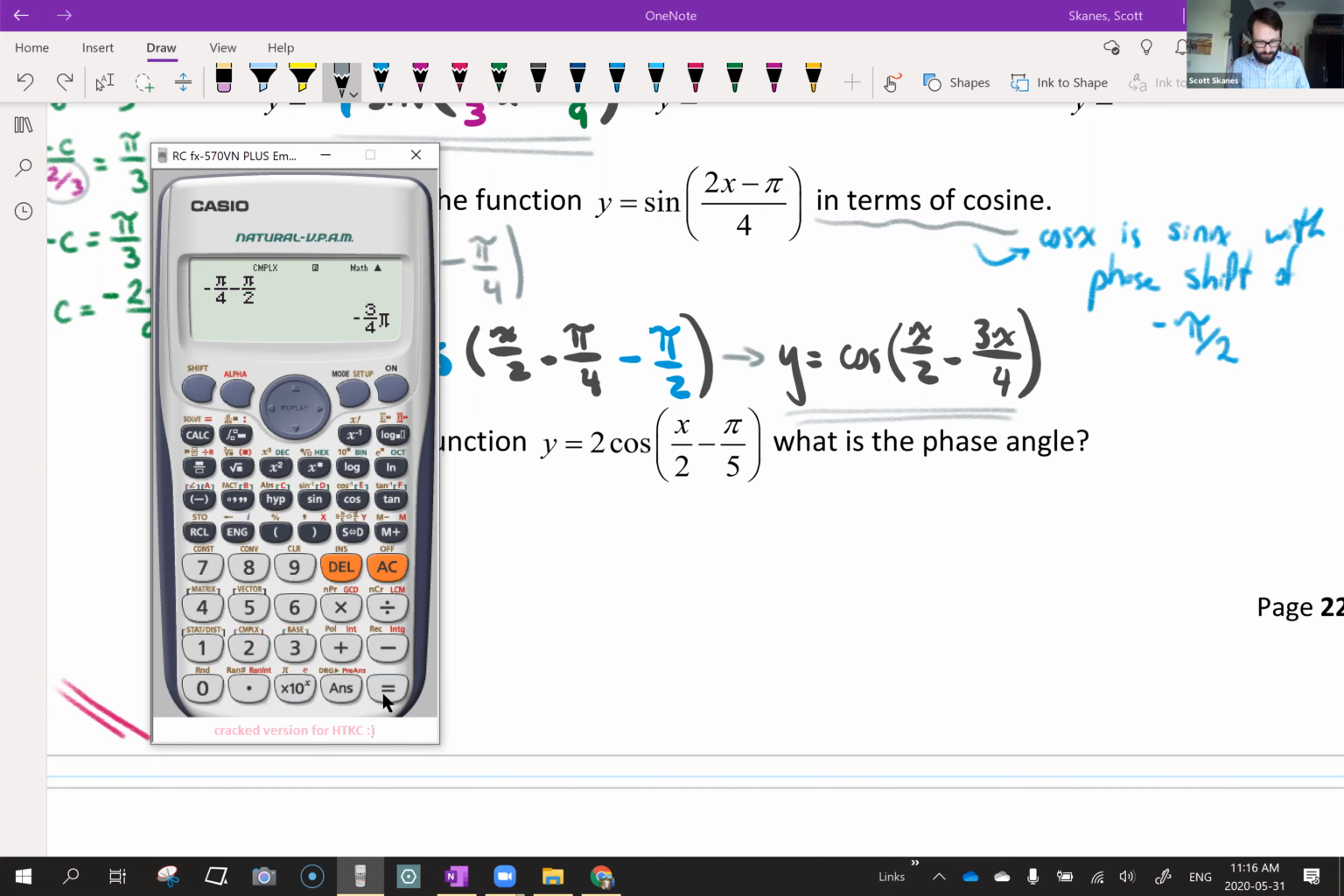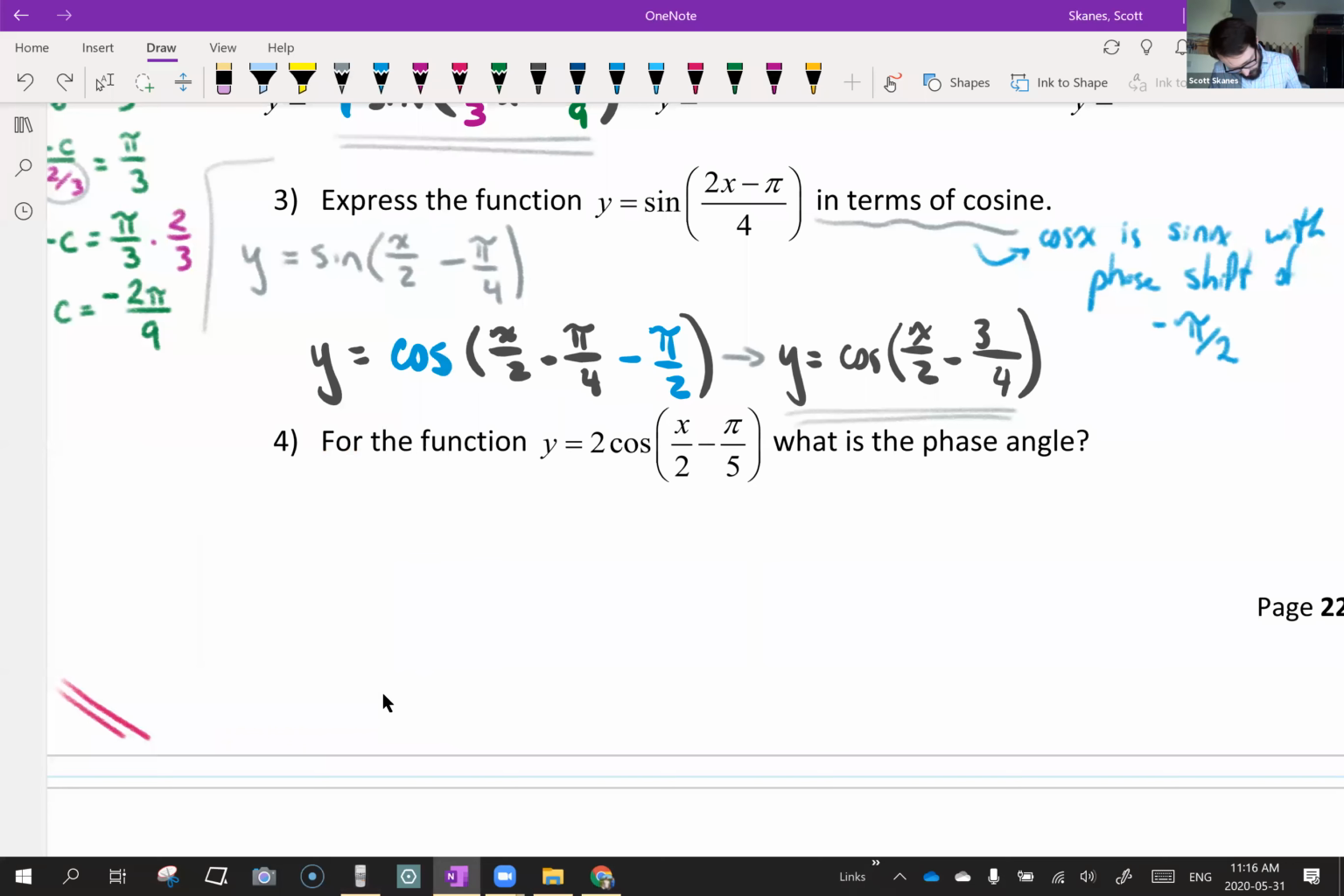So actually, I made a little tiny mistake here. It says negative 3 over 4 pi. So this shouldn't be an x. This should be pi. Sorry about that. Okay. So I'm going to just finish the rest, okay, real quick. I don't want to take any more of your time.